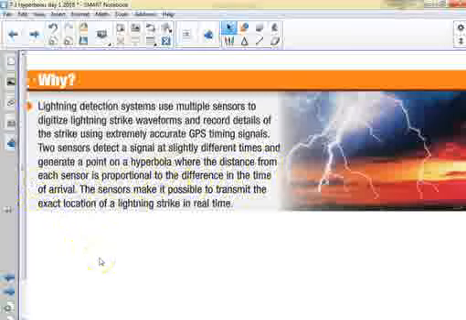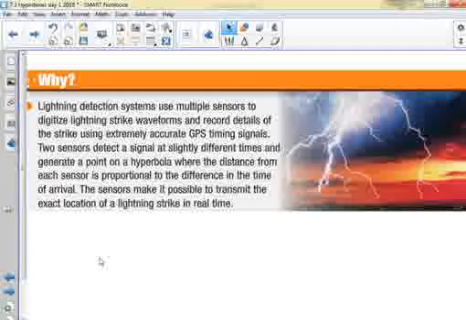We know that's different when you hear the thunder, right? It's proportional to how far away you are and that kind of thing. So these 2 sensors would take real-time data about that, and they would be able to determine exactly where the lightning strike occurred. Okay.